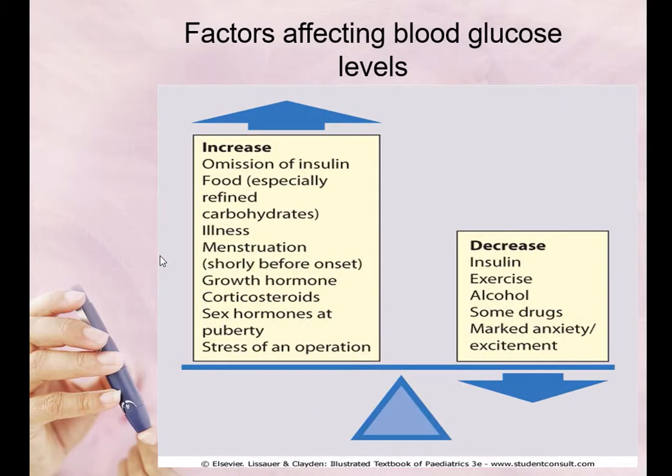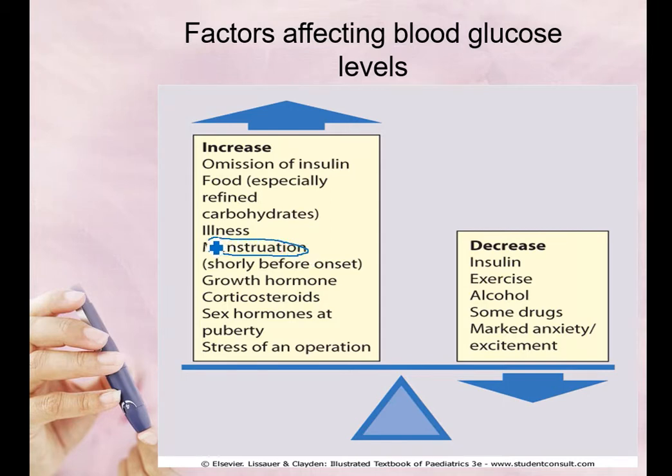Factors affecting the blood glucose level. On the left side of this slide are the factors that increase the blood glucose level. These include omission of insulin, meaning misuse of the insulin therapy. Food, especially refined carbohydrate, and any illness affecting the patient will lead to an increase of the blood glucose level.